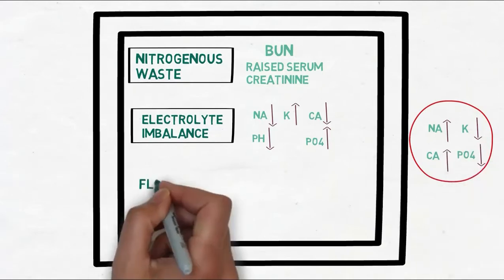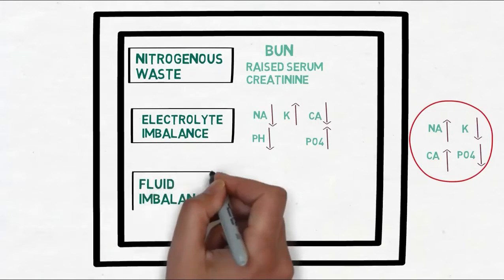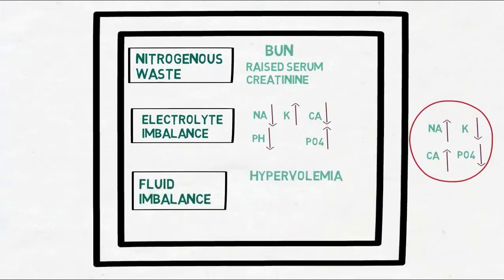One important problem in ARF is the fluid imbalance. Since kidneys are not functioning properly, the body can have hypervolemia, that is excess body water, or hypovolemia, that is deficit body water. Hypervolemia mainly occurs in oliguric and anuric ARF when the kidneys do not produce enough urine and the water gets retained in the body. And hypovolemia occurs in advanced ARF when the kidneys lose their property of concentration.